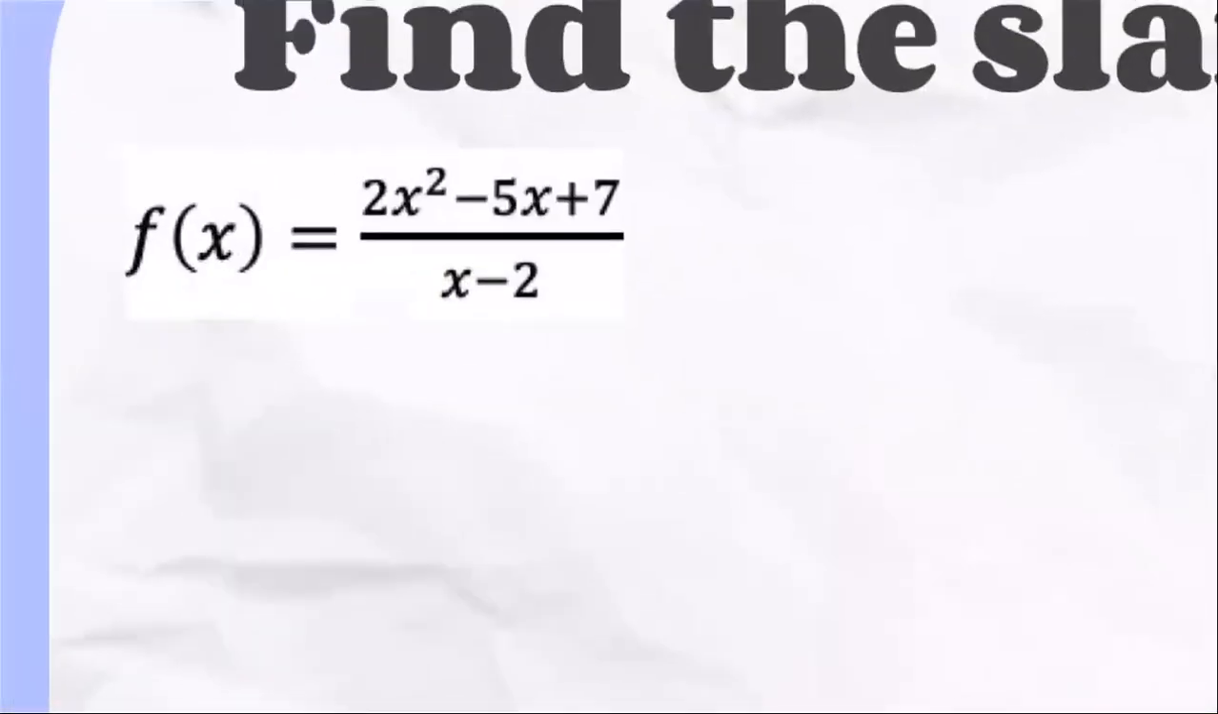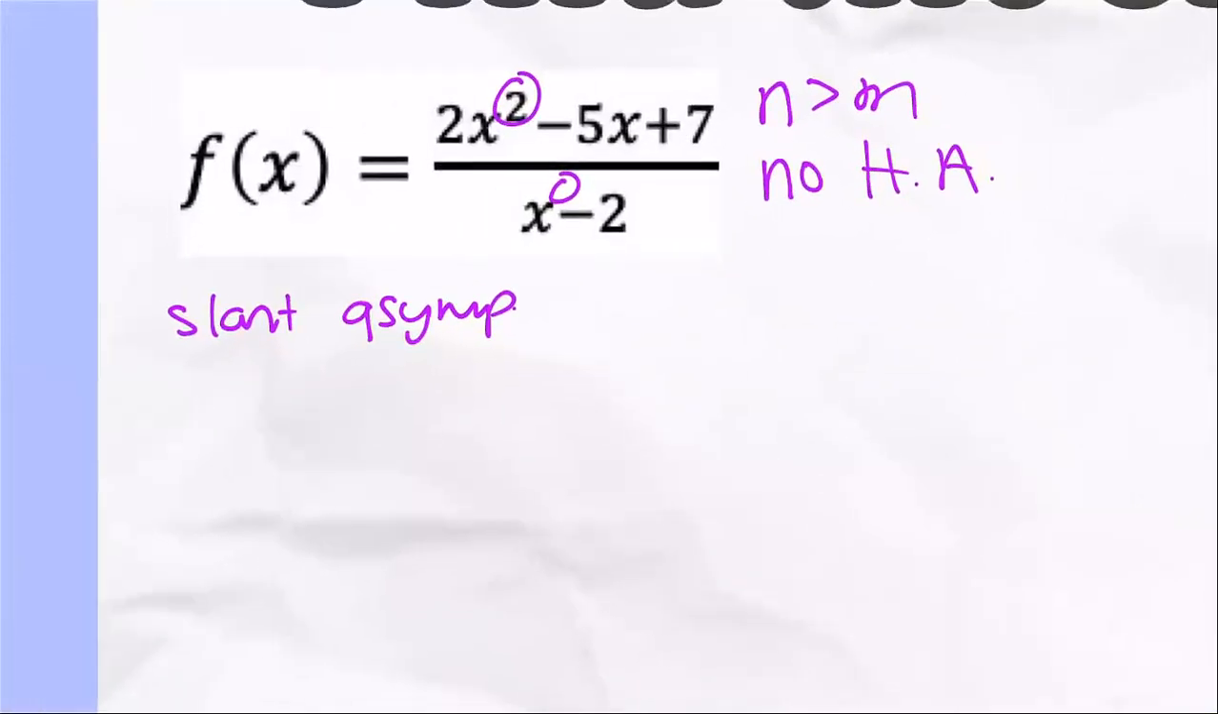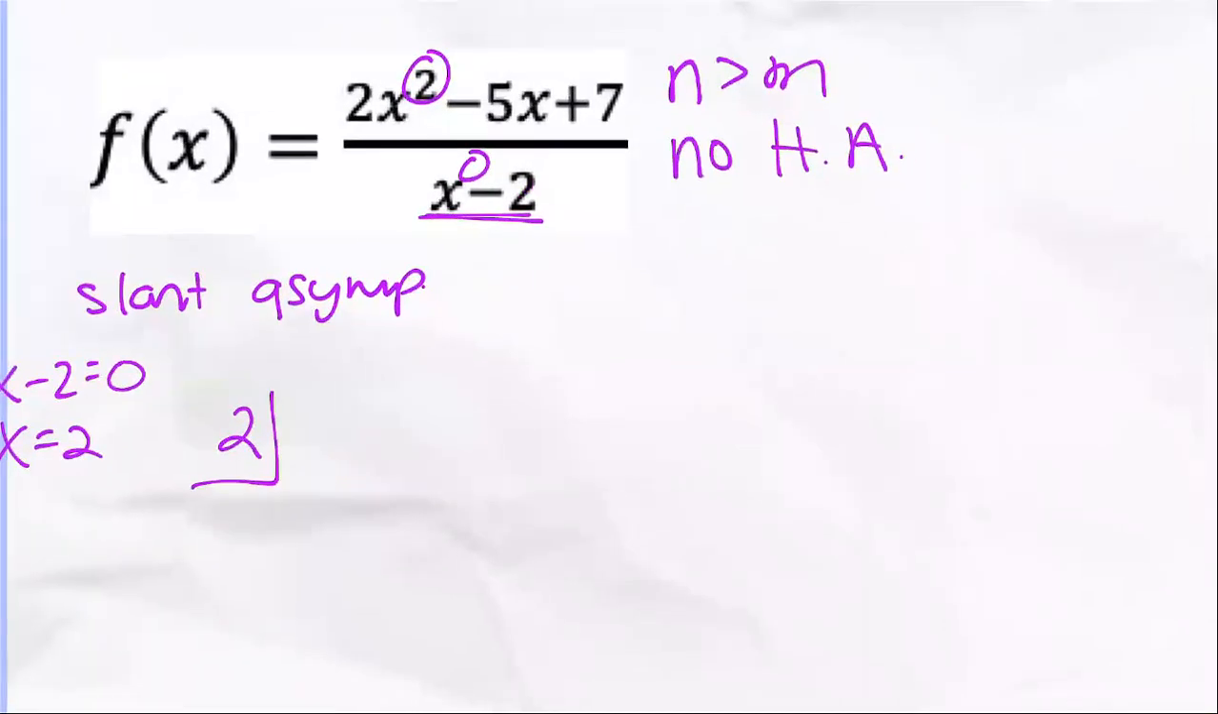So we're going to find the slant asymptote. This is that case where my numerator degree is greater than my denominator degree. And so there is no horizontal asymptote, but that means that there's going to be a slant asymptote. To find it, we are going to use synthetic division. If this is x minus 2, remember that is going to end up being x equals 2. That is our number in our box. And then the numbers to the side are going to be 2, -5, and 7.